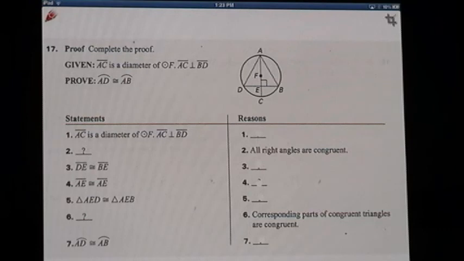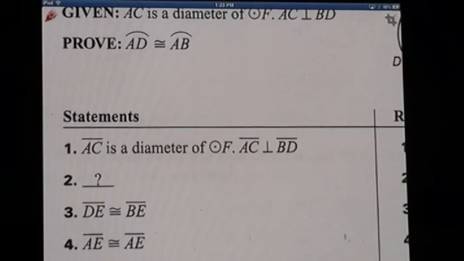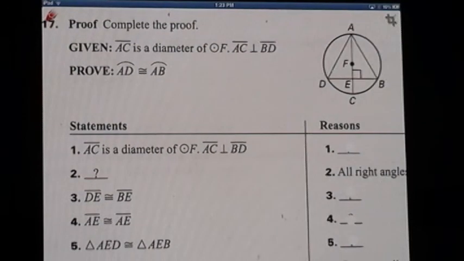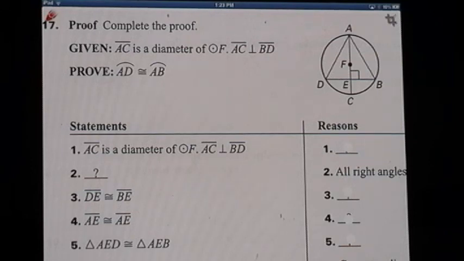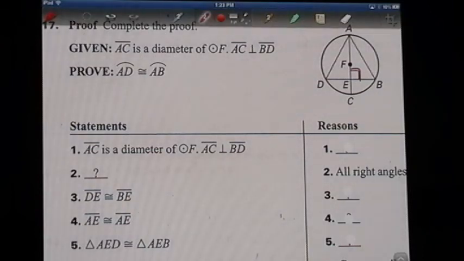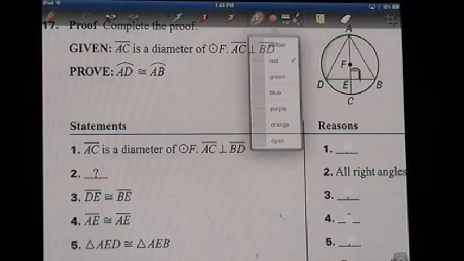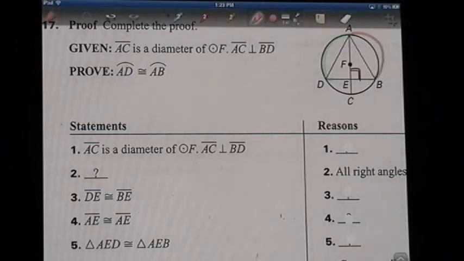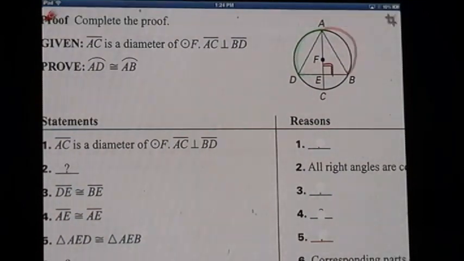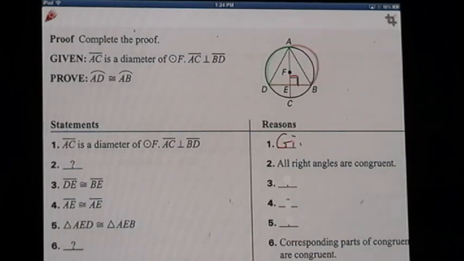Wow, complete the proof. AC is the diameter of F. Okay, so the first one says AC is the diameter of circle F. Let's see what we're supposed to do. It's the diameter of F, and AC is perpendicular to BD. We've got that marked. And then we're supposed to prove AD is congruent to AB. Okay, so since we're just going to follow their proof, it says it's a diameter and all that stuff is put together in one statement. And that's fine. Given.